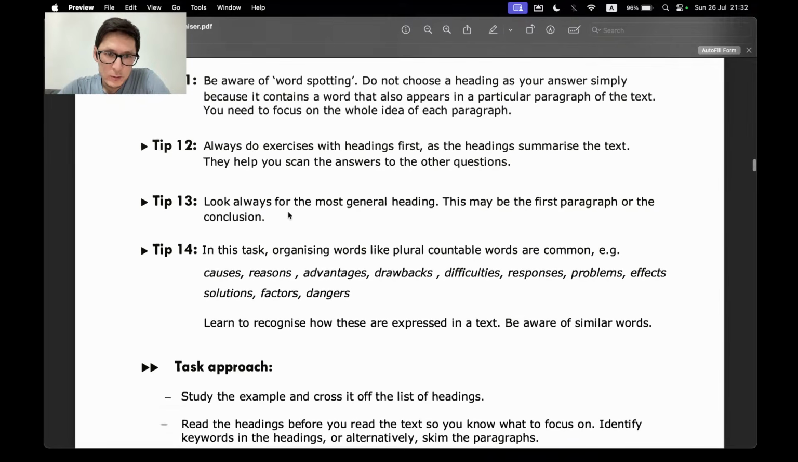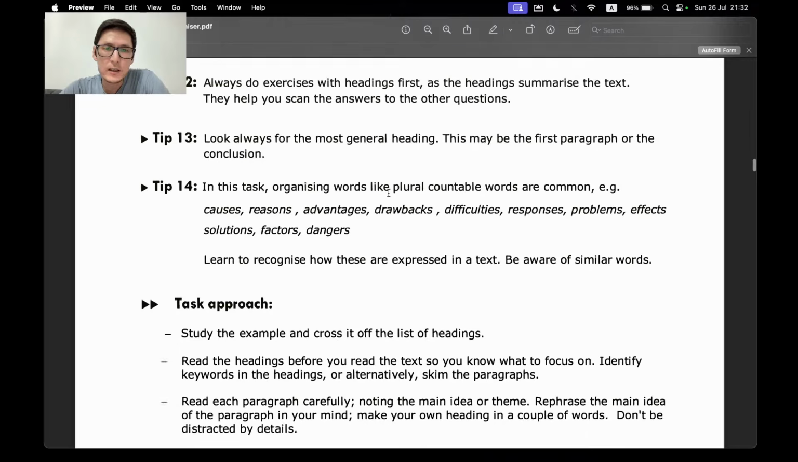Look always for the most general heading. This may be the first paragraph or the conclusion. In this task, organizing words like plural countable words are common: causes, reasons. In the options there might be words that cover the whole paragraph, and those words are usually in the plural.